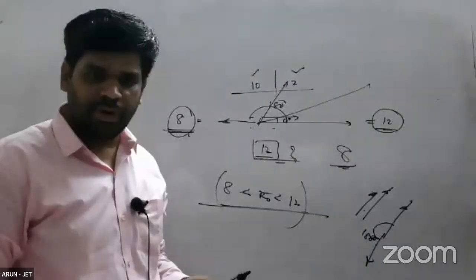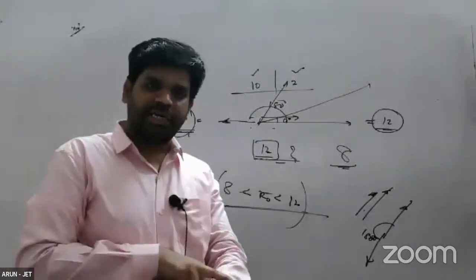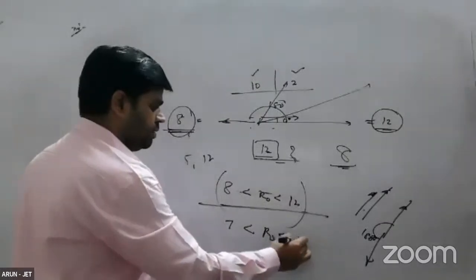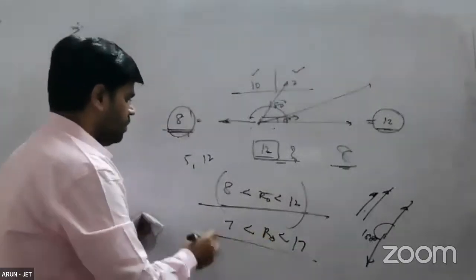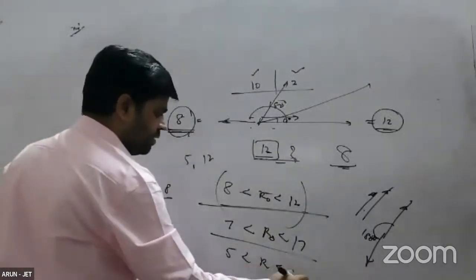Sir, 8 or 12 are only fixed numbers? Yes, 8 and 12 are fixed numbers for these two vectors. For 10 and 2, 8 and 12 are fixed. But if I give you 5 and 12, then it becomes 7 to 17. If I give you 3 and 8, I get 5 to 11.